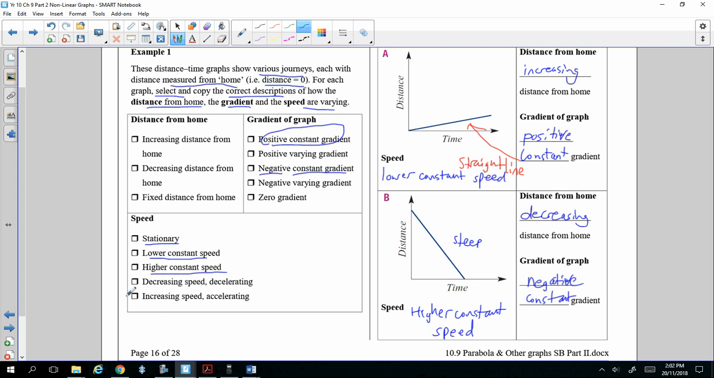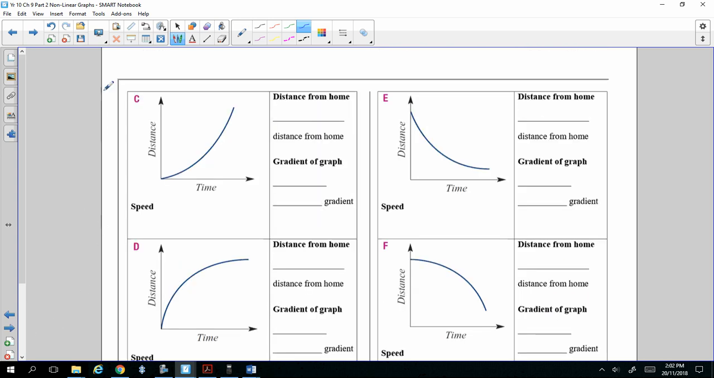Next one. Okay, distance from home, this one will be increasing. What I'm going to do is just write all of them. So that's increasing as well because they're all going up. And we'll say this is decreasing, so we can compare and contrast. Decreasing. All right. So now you know how to describe distance as increasing or decreasing by looking at the direction of the graph.